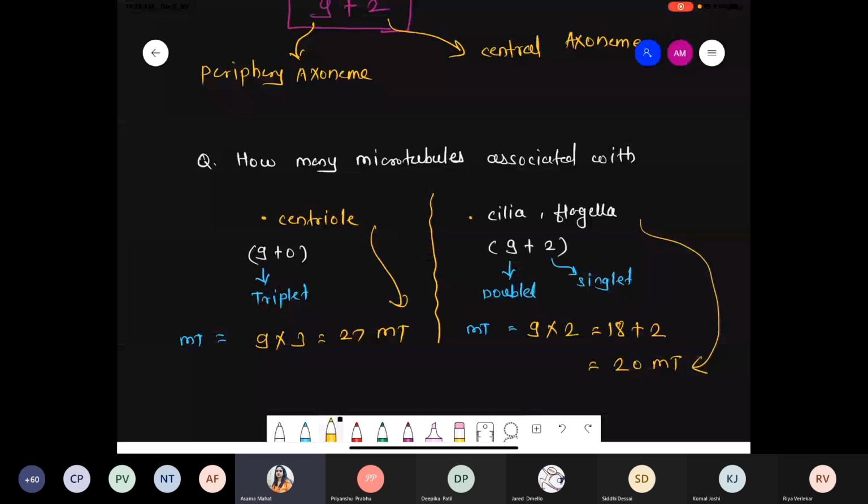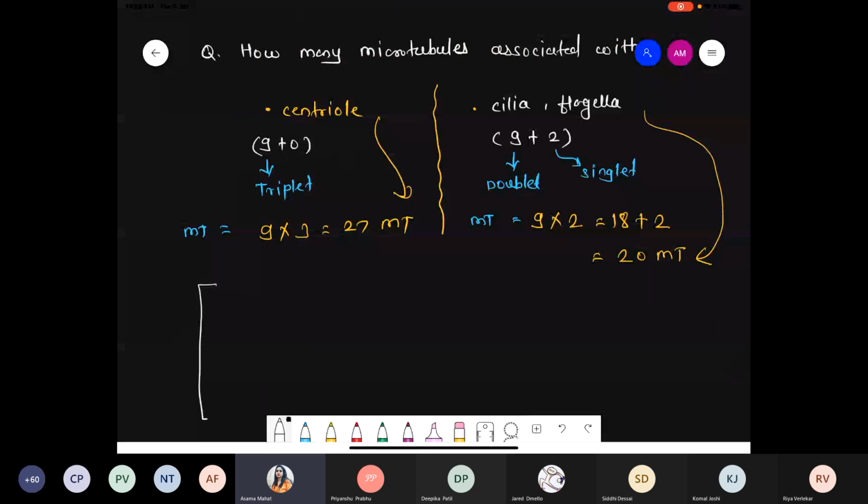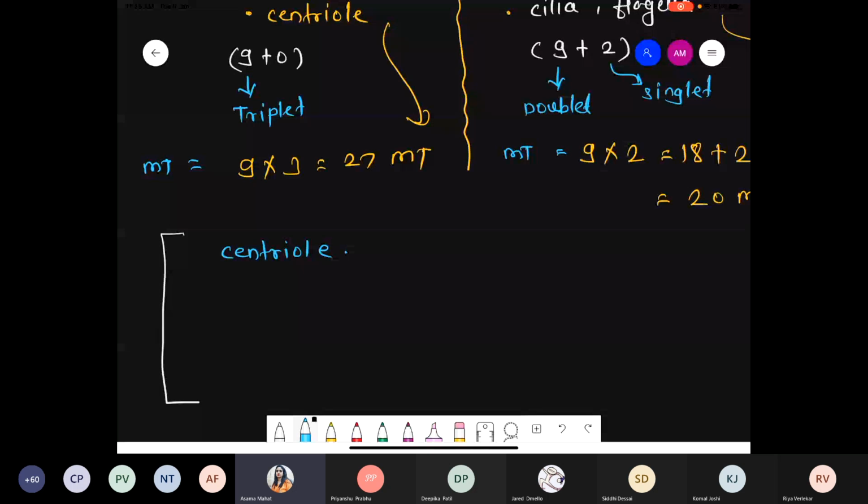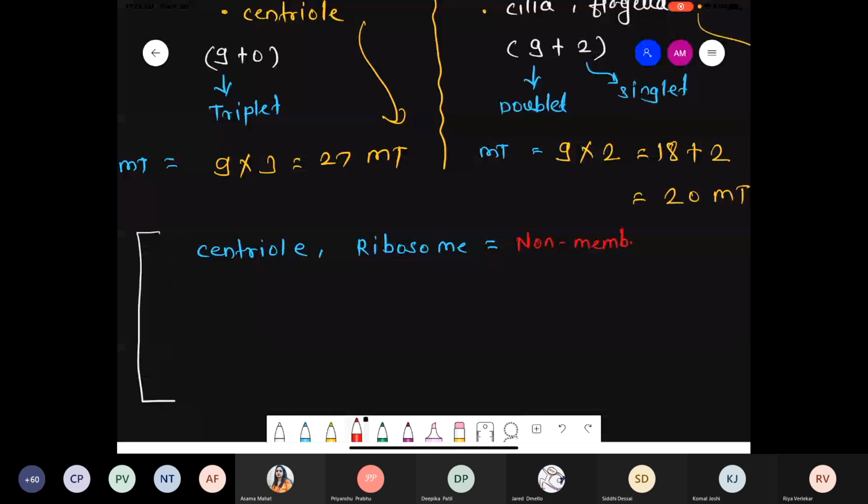So next point. Up to now, we have been quickly revising all these parts. Right now we'll discuss the presence of two organelles: number one, the centriole, and the other one, the ribosome, both types of ribosome, the 70S ribosome and the 80S ribosome. Basically these two organelles are non-membranous organelles, without a membrane.